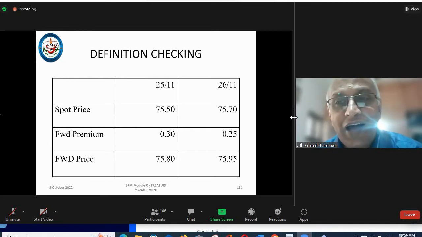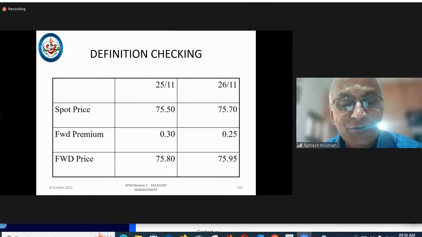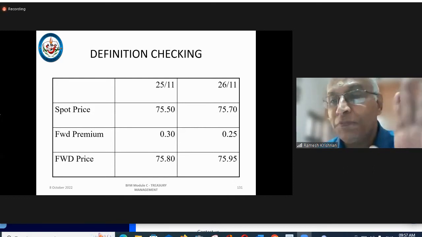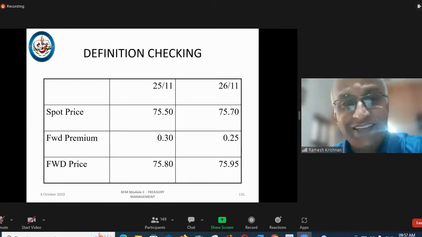So if as a bank you are giving the forward exchange contract on 25th, you will be giving it at 75.80. If the customer comes to you on 26th and asks for the price, you will be giving 75.95. So depending on the timing only, the price is there. And once the price is given, it is fixed. That is what we are going to see in the next slide.